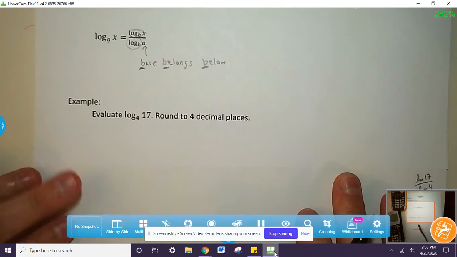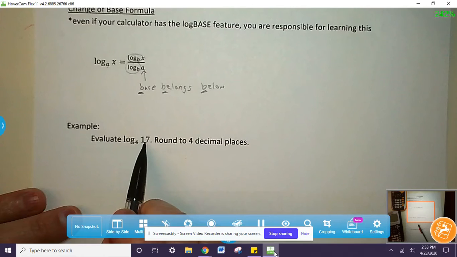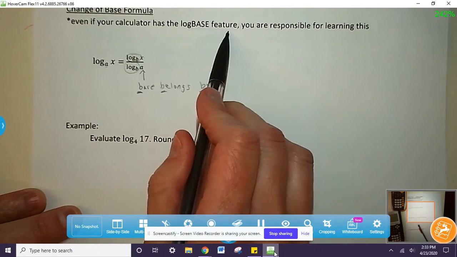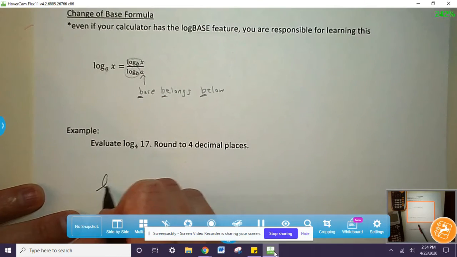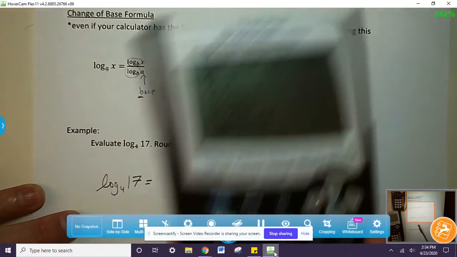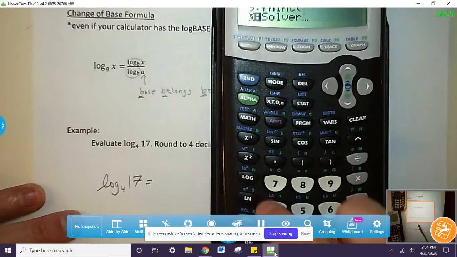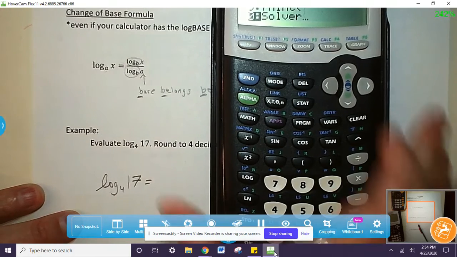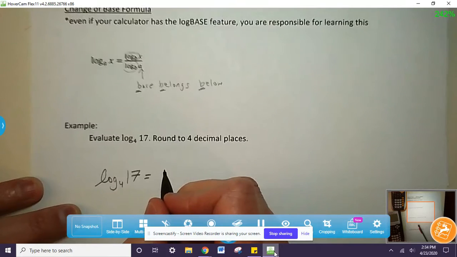So let's take a peek at this one. So if we want to evaluate log base 4 of 17 using this change of base formula, either because our calculator doesn't have the fancy feature or because we all have to learn this formula anyway, what we can do is we can change the base. And the base we want to pick is one that's built into the calculator. The calculator has log base 10 and it has natural log. So those are the ones that you want to choose from. So we pick whichever one we want. I'm going to guess you like common log better, regular log.